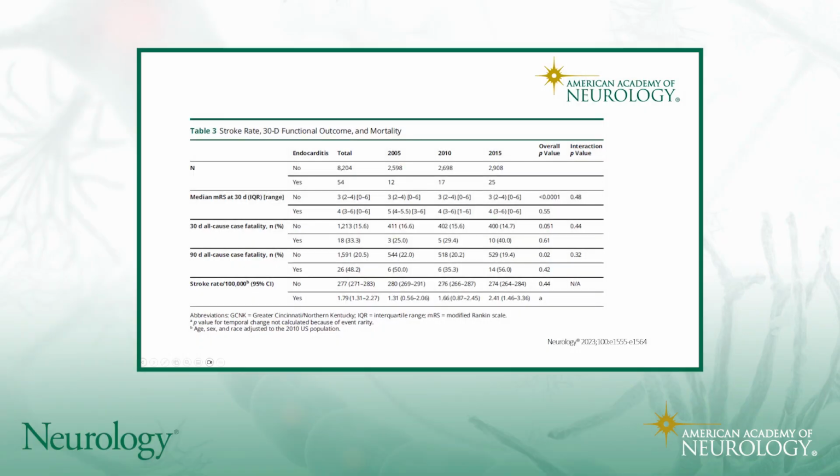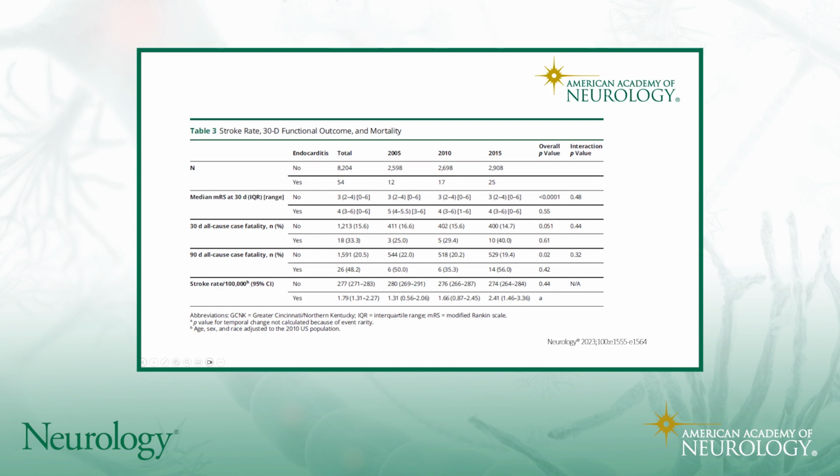This table shows the trends in rates and outcome of infective endocarditis-related stroke over the time of the study. The rates of infective endocarditis-related stroke did increase over time from 1.31 per 100,000 in 2005 to 2.41 per 100,000 in 2015, which is nearly double the rate over 10 years. This could certainly be in part due to the effects of the opioid epidemic, but it seems like quite a big increase for such a rare disease.